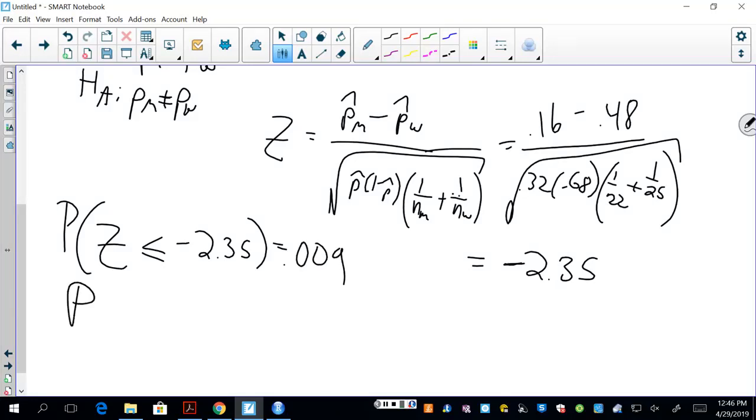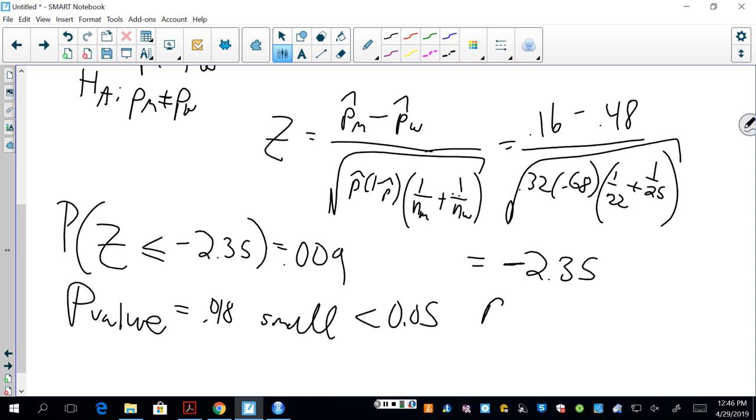And so our p-value, we would double that, 0.018. It's small, right, less than 0.05. So we would reject the null hypothesis. There seems to be a difference in having prescription drugs between the men and women.